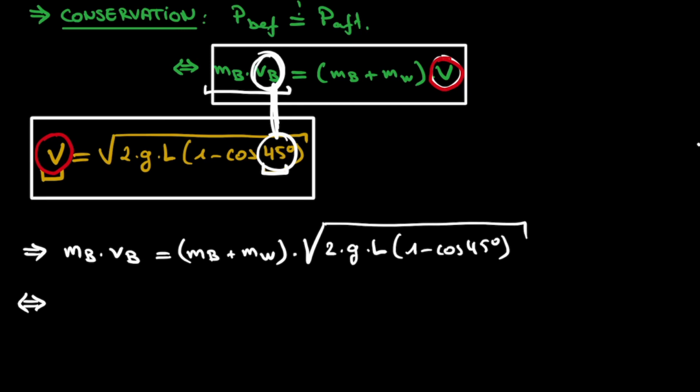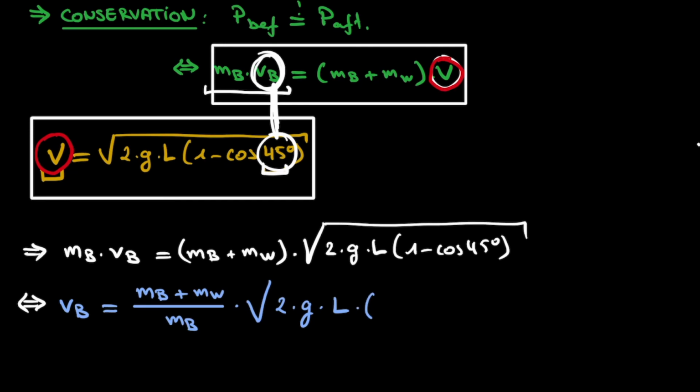And this gives us our final result, which will be that the velocity of the bullet before impact will be equal to the mass of the bullet plus the mass of our bag of sand in which we are shooting it, divided by the mass of the bullet, multiplied by the square root of 2 times the gravitational constant, multiplied by the length of the string with which the bag of sand is attached to the ceiling, multiplied by 1 minus the cosine of the following. Here it is 45 degrees, but of course this will be the angle of maximum displacement. However, let's just write 45 degrees here. And we close this square root.